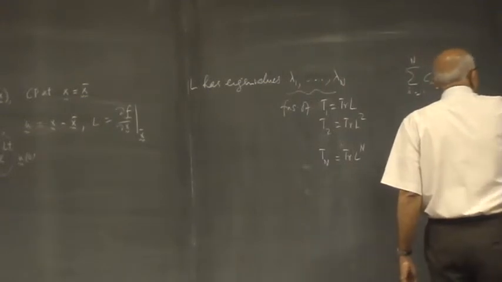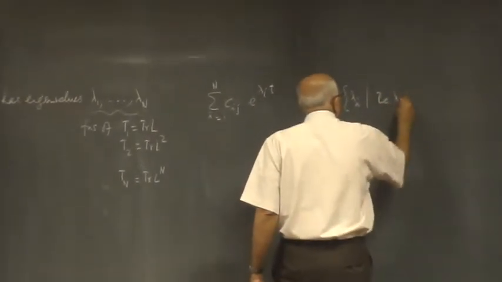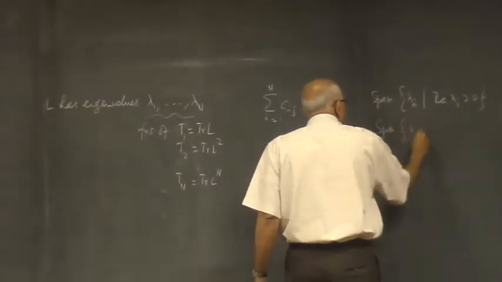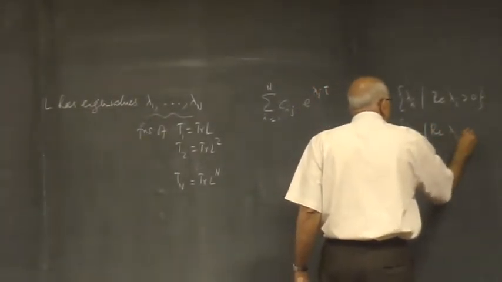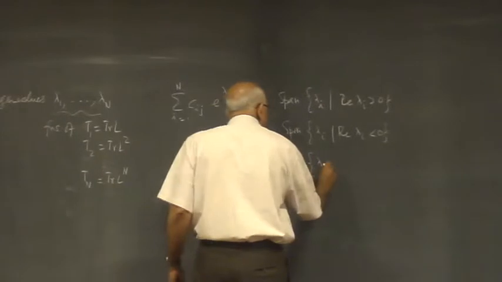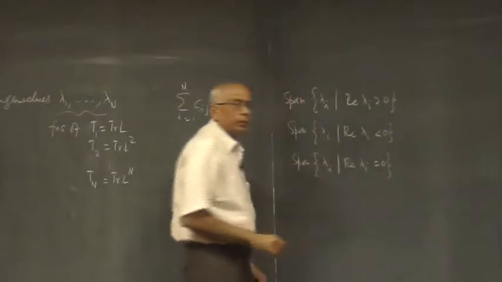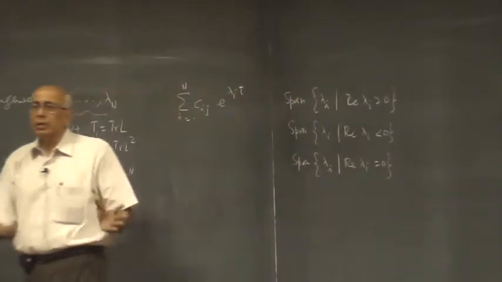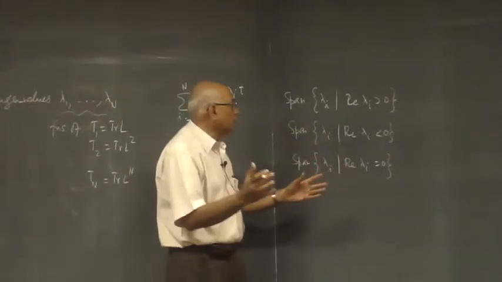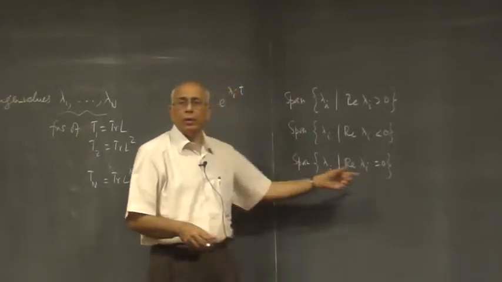So you have the span of all lambda i such that real lambda i is greater than 0, and the span of the subspace with real lambda i less than 0. And finally the span of all those eigenvectors whose eigenvalues have the real part equal to 0. The asymptotic behaviors of these are completely different because these would diverge away from the fixed point or the critical point. These would flow asymptotically into the critical point, and these would be indifferent, neither flowing in or out.